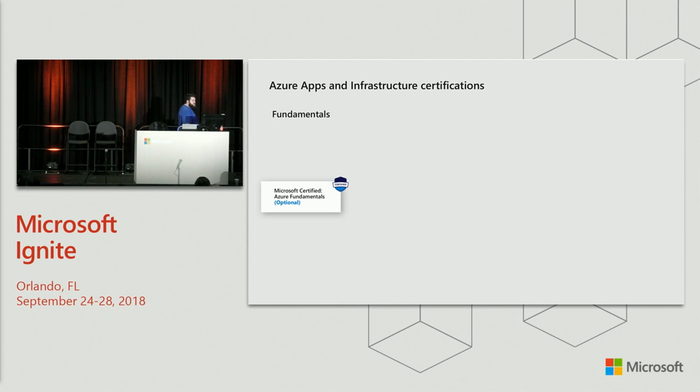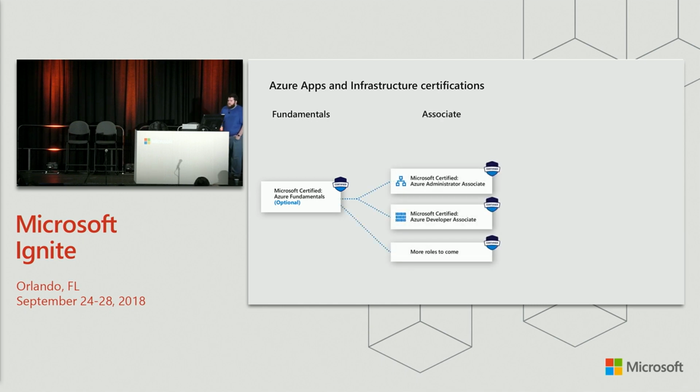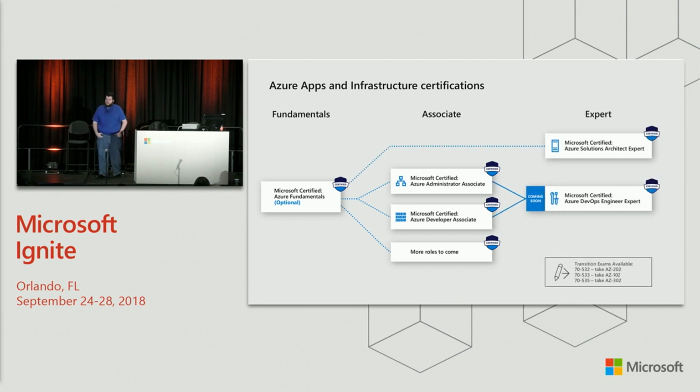The idea behind these certifications is that we've broken them up into 3 different levels. First is a fundamentals level. This is just kind of the basics. What is cloud? What is IaaS? What is PaaS? What do you need to know before you even log into the portal and try to do something? At the associate level are 2 of the other roles: first the Azure Administrator Associate, and then the Azure Developer Associate. And at the expert level, we have the Solutions Architect, and the one in the future, the DevOps Engineer.